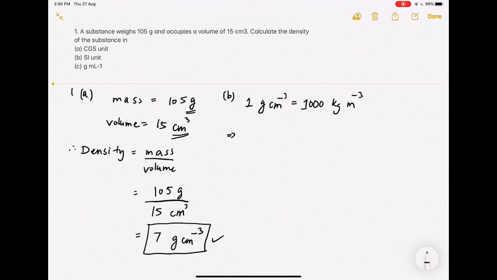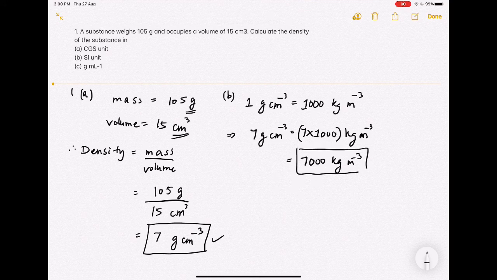And since the density of the object given is 7 gram per centimeter cube, that should be equal to 7 times 1000 kilogram per meter cube, which is also equal to 7000 kilogram per meter cube. So this is the value of density in SI unit.